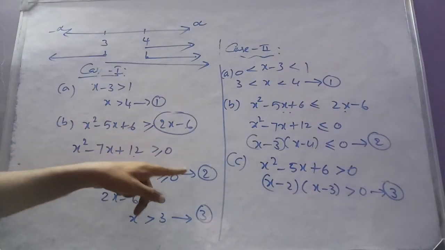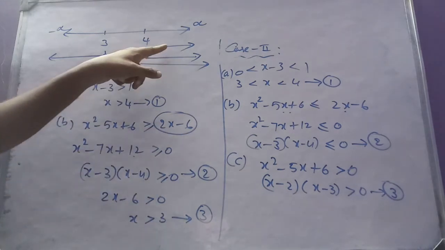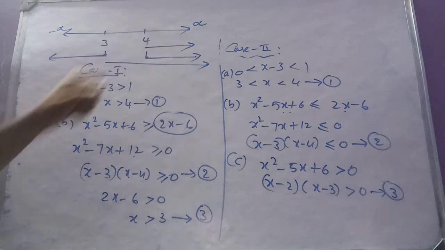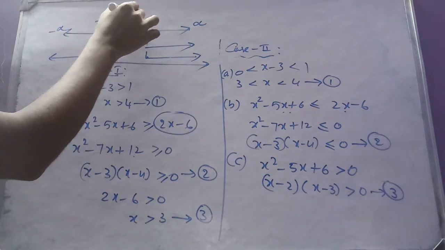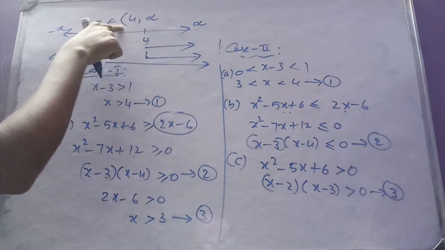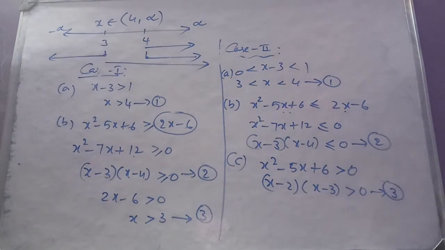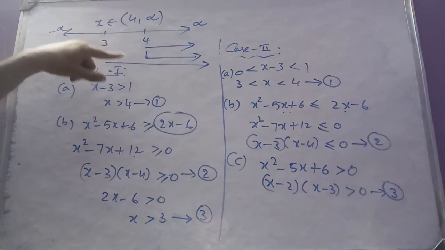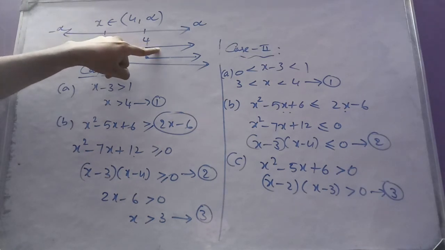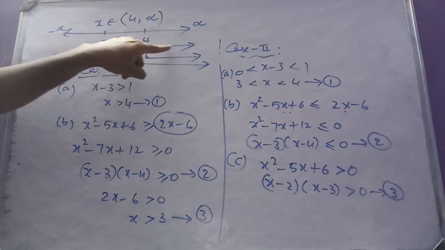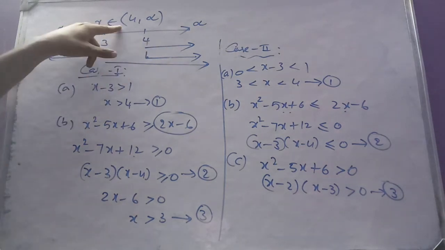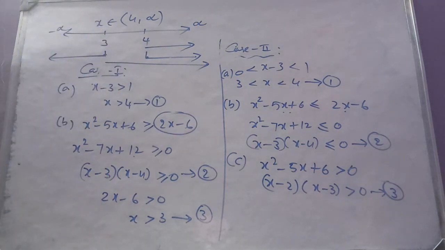Since three inequalities are there, we should take the interval containing all three lines. So it is (4, ∞). Therefore x belongs to (4, ∞), with an open bracket for 4 and also for infinity. I took an open bracket for 4, which means 4 is not in the solution, because 4 is not in the first inequality. In this solution set 4 is not there, so that is the reason I have kept an open bracket here. The solution set of case 1 is (4, ∞).